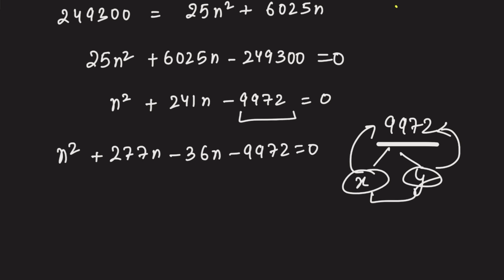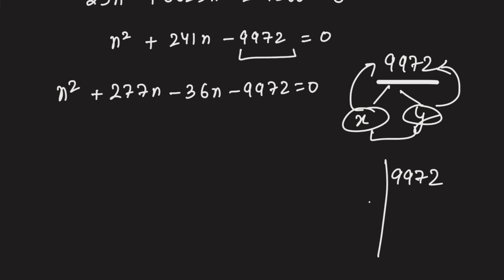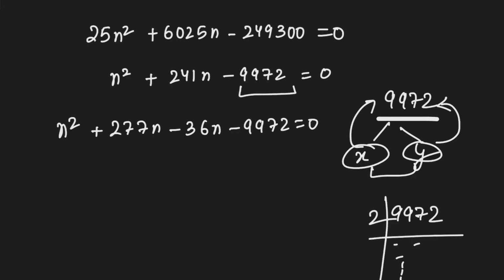You know it very well. You'll have to take this HCF, right? Divide by 2, then go on, try to make out the factors here. So see, 277 and 36, when we subtract, it is coming, and when we multiply, this 9972 is coming.